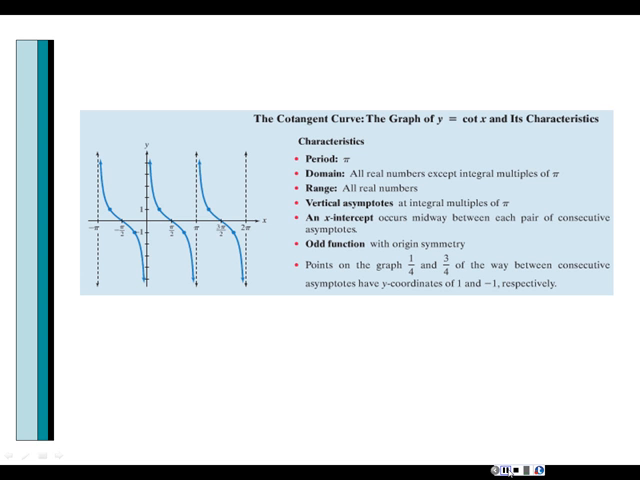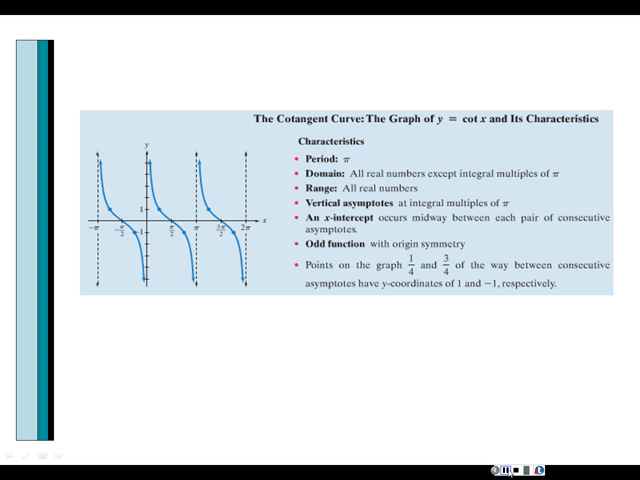It's an odd function with origin symmetry. Why is it odd? What is the definition of an odd function? Do you remember? f of minus x equals minus f of x. That's a negative function, so that's the odd function. And again, that's symmetric about the origin, so with the origin symmetry.